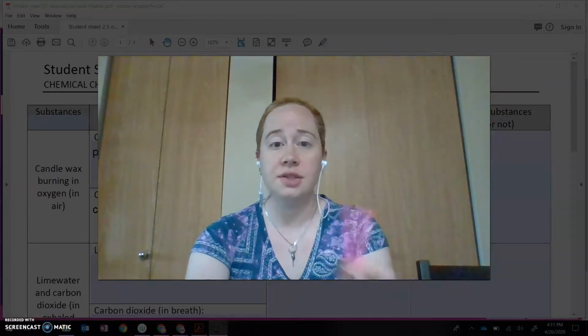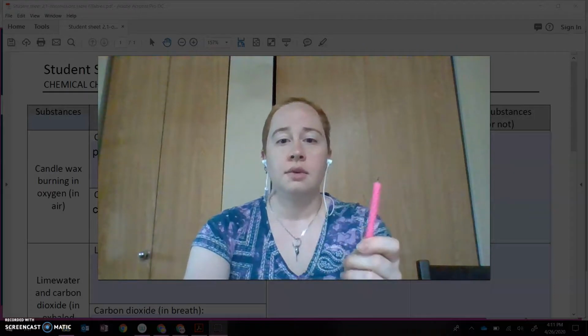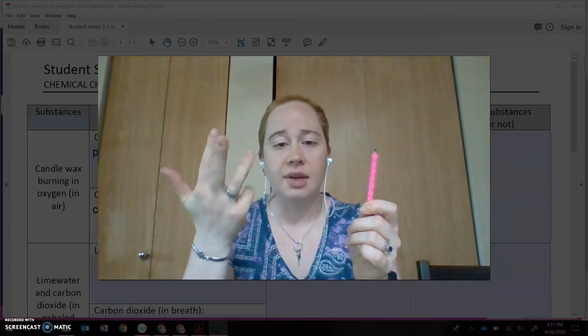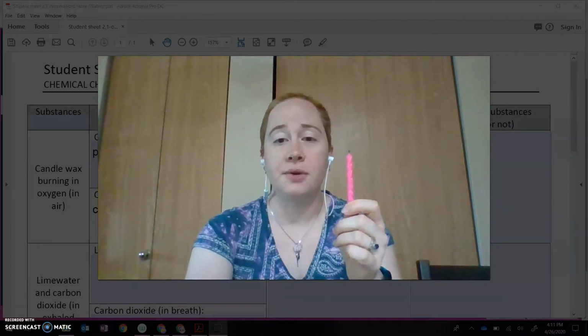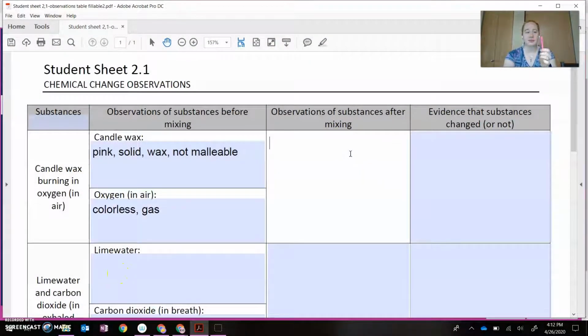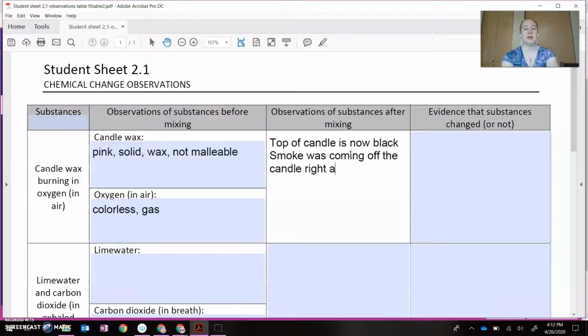Continue making observations. See, smell, hear, we can't taste in a lab, and feel, okay? Those are all of our senses. So then observations of the substances after the mixing. I am noticing that the top of the candle is now black and smoke was coming off the candle right after I blew it out.